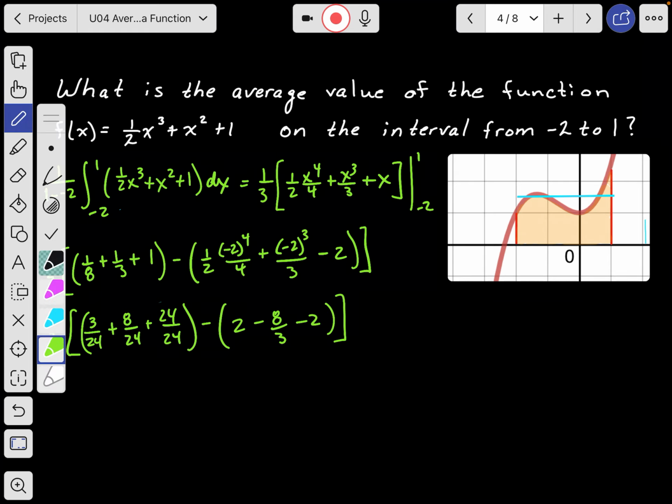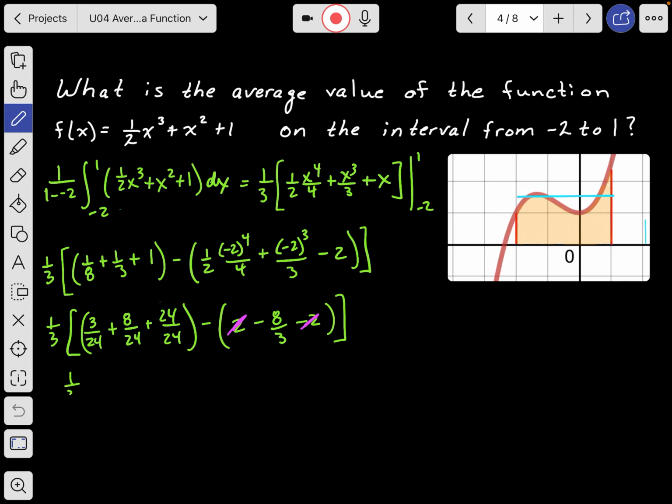And let's see, I can eliminate this 2 and -2. And then in this first set of parentheses, let's go ahead and add those together. So 24 and 8's 32, 35/24, and then plus 8/3. One last fraction. I'm going to go ahead and use the common denominator of 24.